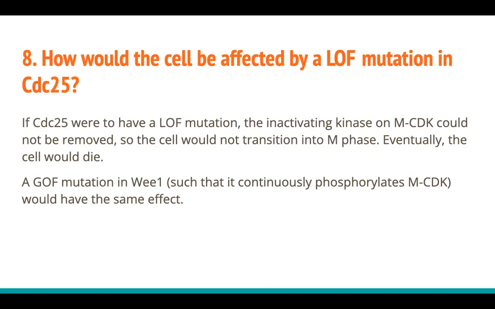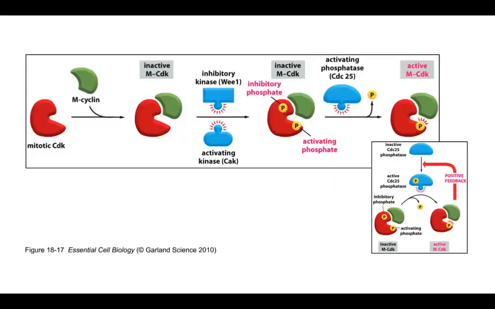And it would be similar if you had a gain of function in WEE1, so it's continuously phosphorylating mCDK. So you can have different mutations that will have the same effect in the cell. And here's a diagram, I guess, of that happening. So if we took away CDC25, if we had that loss of function, you wouldn't be able to take off that inhibiting phosphate, and then you would stay inactive.